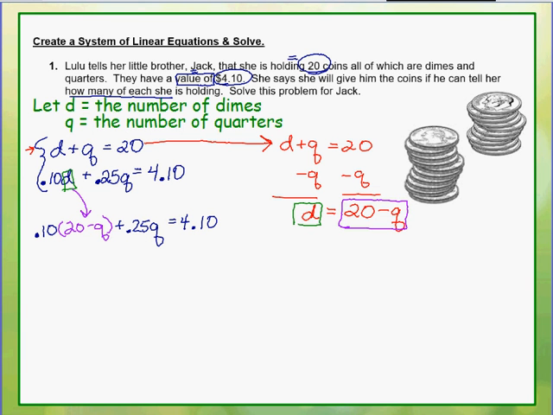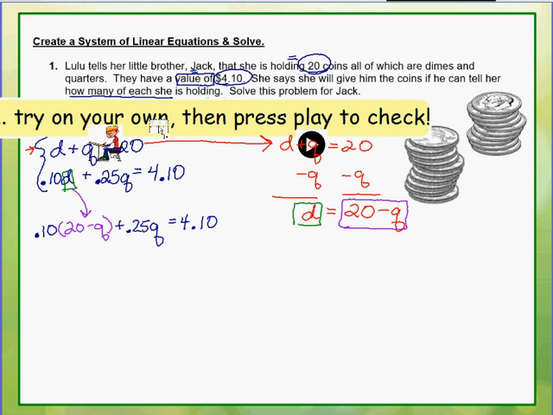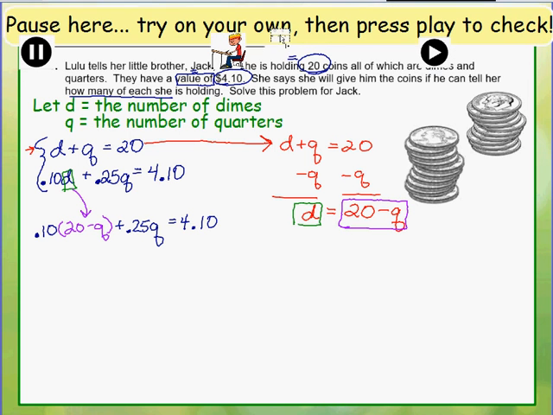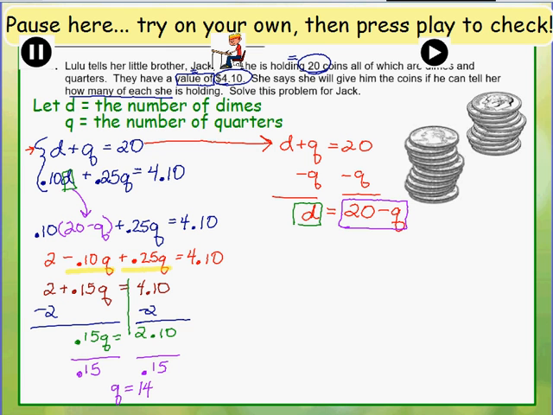From here, we have only one variable, and we should be able to solve. We need to use our order of operations and solve this multi-step equation. So this is a time where I think you should pause it here, try it on your own, and then press play to check. Okay, here I distributed, I ended up combining my like terms, subtracted $2 over, divided by the 15 cents, and I end up with Q equals 14, meaning that there must be 14 quarters.